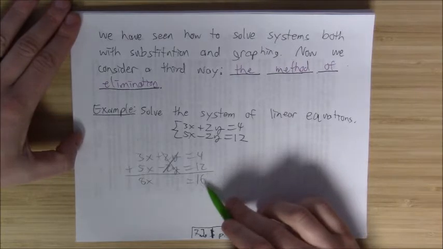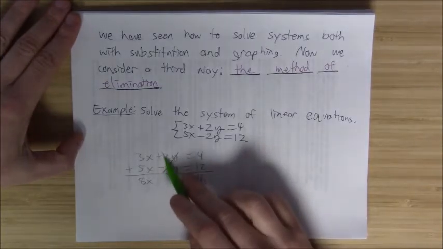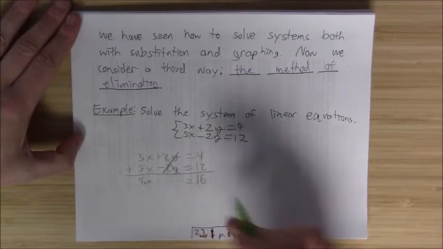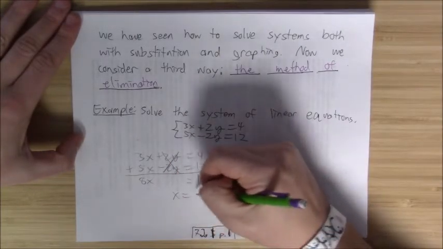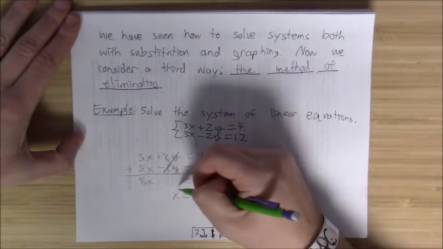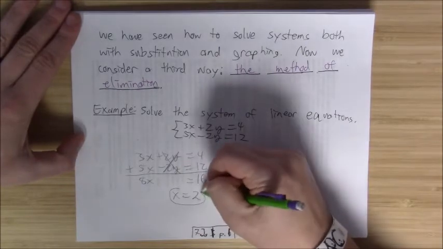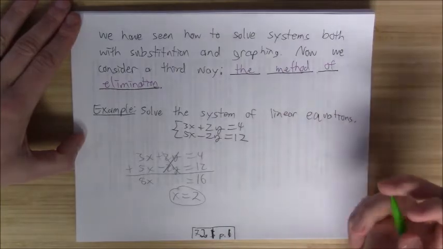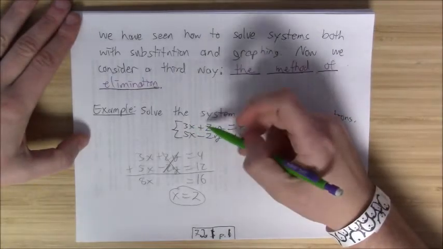But what did we just do? Well, we were able to eliminate the variable y by doing that. This now gives us that 8x equals 16, namely x is equal to 2. Now we can substitute back into either of those two equations.